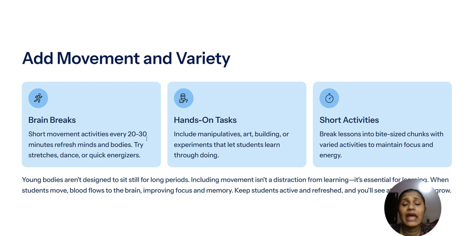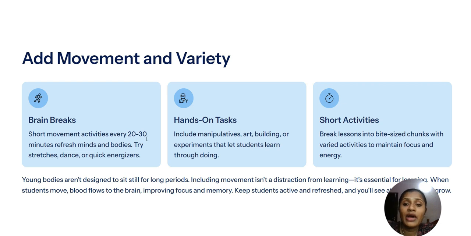So for that, you have to add movement as well as variety in what we are teaching. You can adopt ways like brain breaks, hands-on tasks, and short activities in between the classroom. Brain breaks means short movement activities every 20 to 30 minutes to refresh minds and mood. Try stretches, dance, and quick energizers.